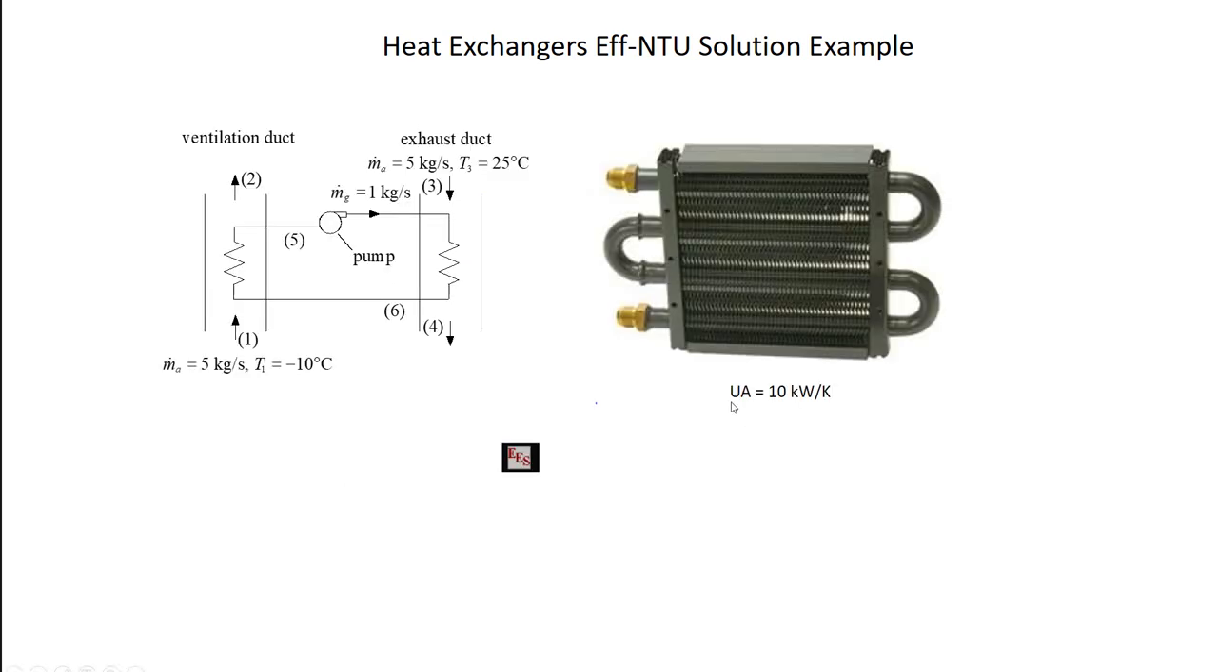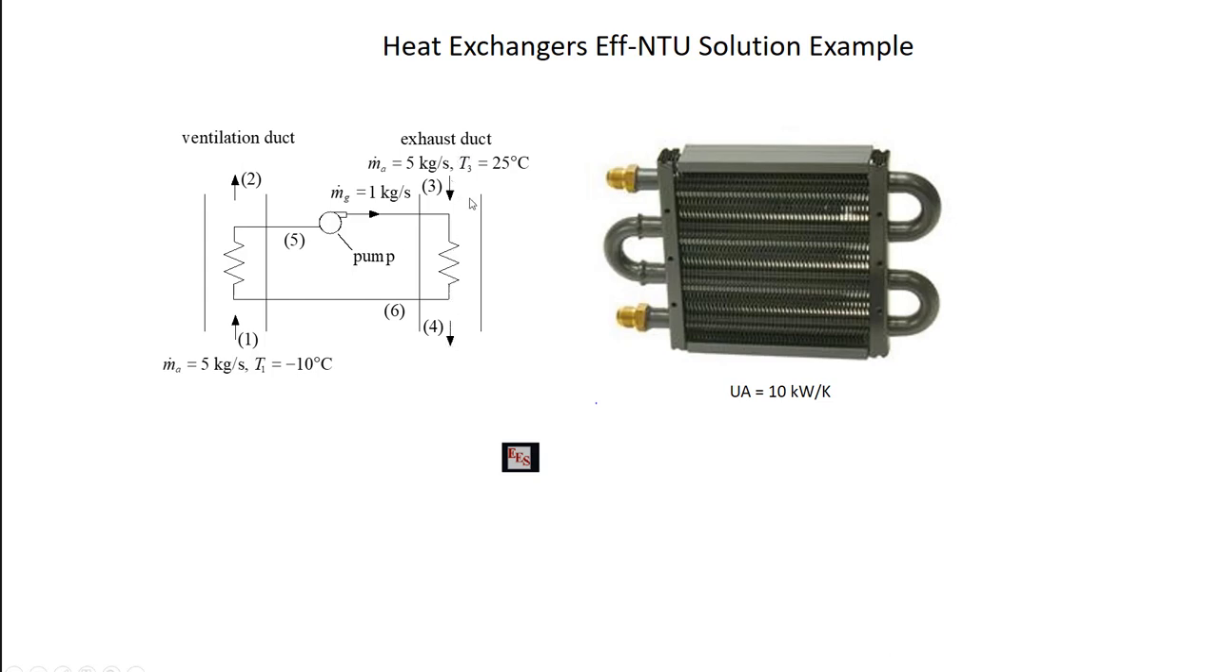So here's my example. Just to put some numbers on this system, I'm bringing in 5 kilograms per second of outdoor air at some pretty low temperature in the middle of winter. That's going through my ventilation duct. And then I'm exhausting another 5 kilograms per second of indoor air at some comfortable temperature, 25 degrees Celsius, through my exhaust duct, right?